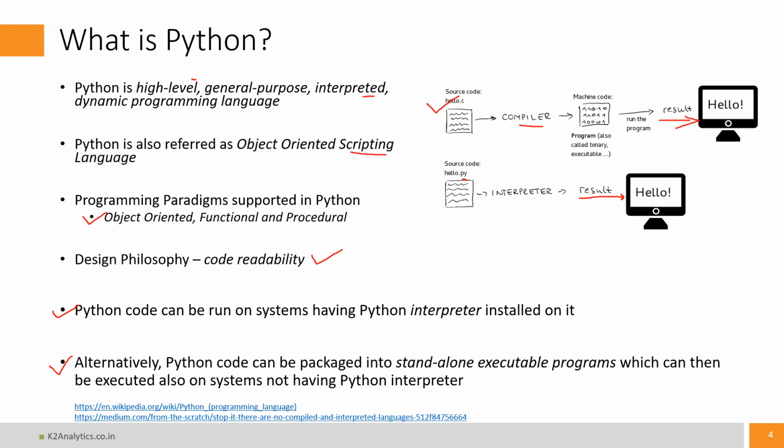Alternatively, in case we do not want someone to have the full-fledged Python installation, which is typically required by a developer, we can create a standalone executable program of it, which can then be run on systems not having a Python interpreter. So there is something called a standalone executable program that we have to create from our code and then give it to the other person who has to consume or use it. Okay.